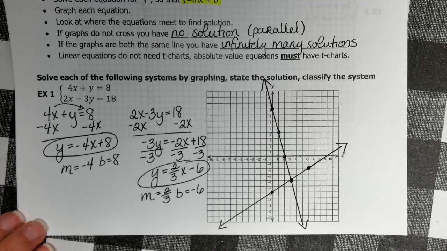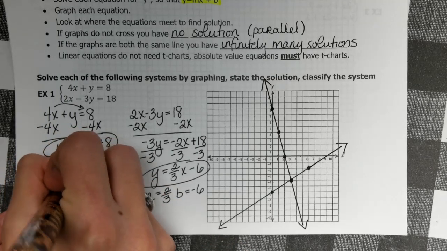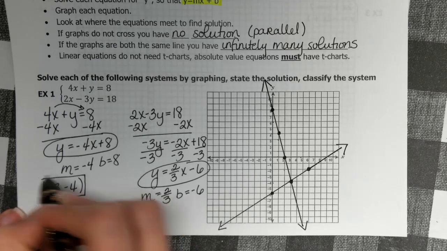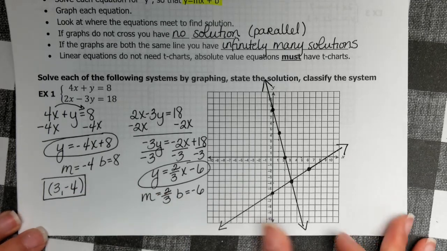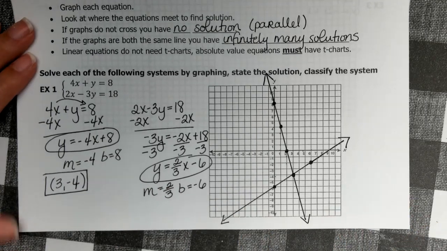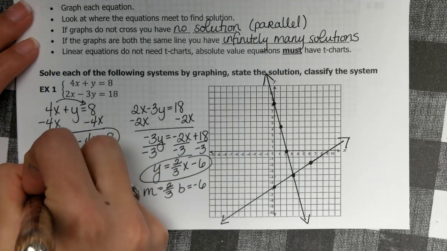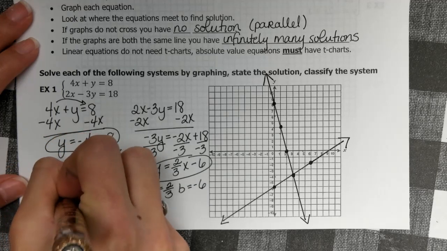And where do the two lines intersect? 3, negative 4. So that's my solution. That's the point that's true for both equations. So now I'll have to classify it. It has exactly one solution. So that would be consistent and independent.